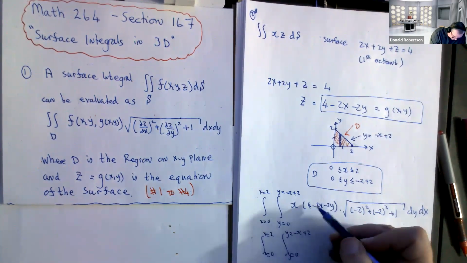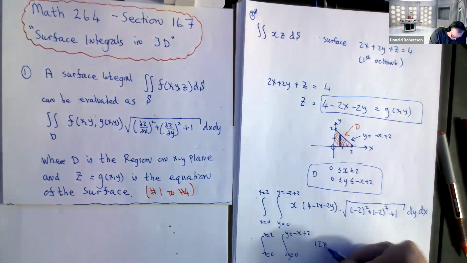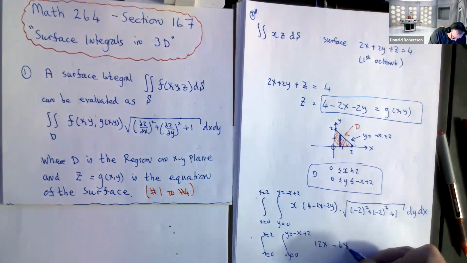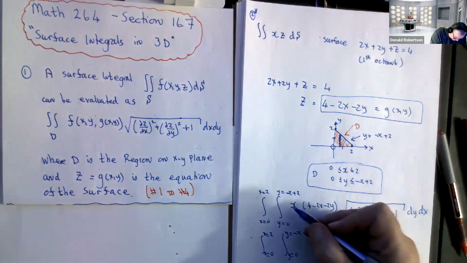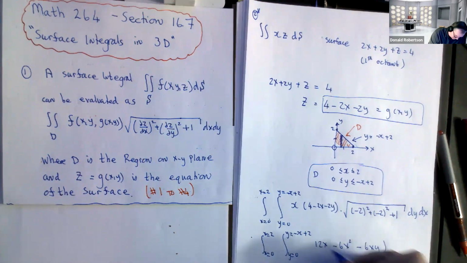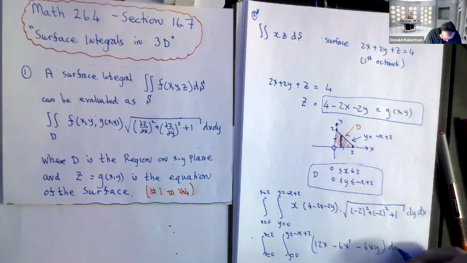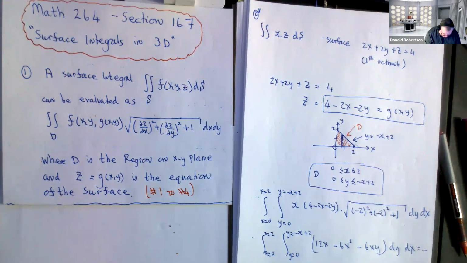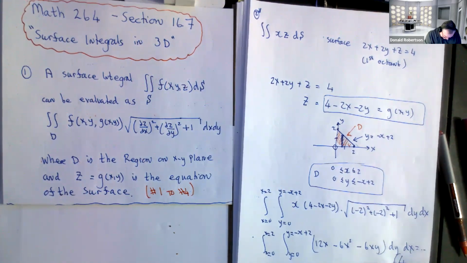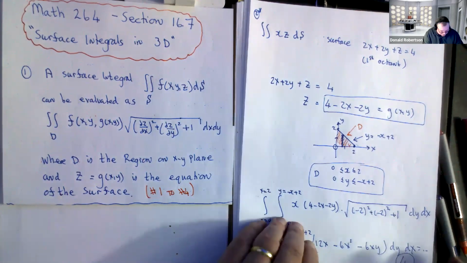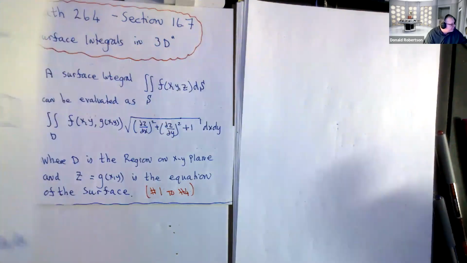And 3 times x times that guy gets me 12x. 3 times x times that guy gets me -6x squared. And 3 times x times that guy gets me -6xy. And then we'll do a dy and a dx. And at that point, I will leave it. And allegedly, that comes to 4 if you do it correctly. And that's the second situation done.